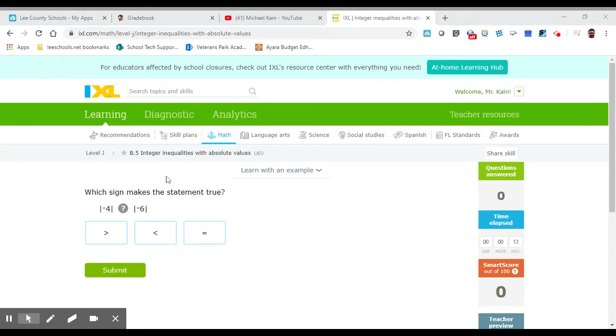Okay, let's take a look. We have integer inequalities with absolute values. The code is U6V. Which sign makes the statement true?